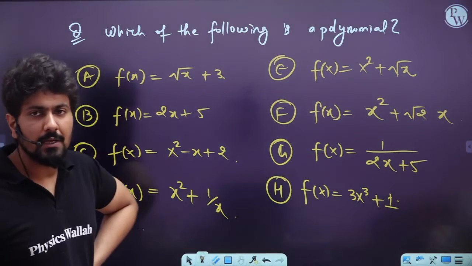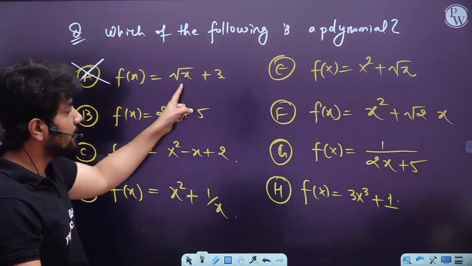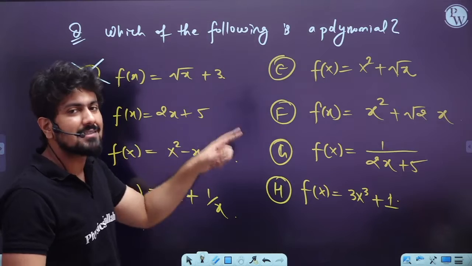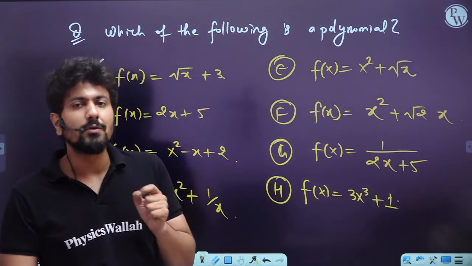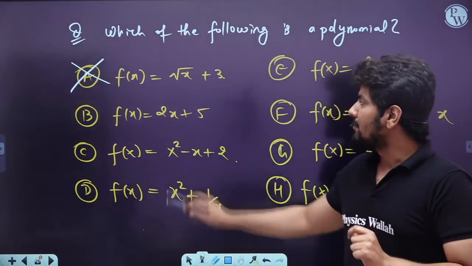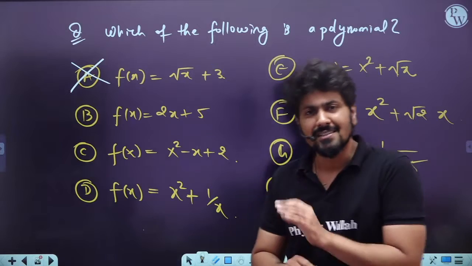Is this a polynomial? This is not a polynomial. Why is it not a polynomial? Because the power of the variable is not a whole number over here. The power of the variable x is 1 by 2. As I told you, in a polynomial the power of x should be a whole number. This is not a polynomial. Now, example B. Is this a polynomial?